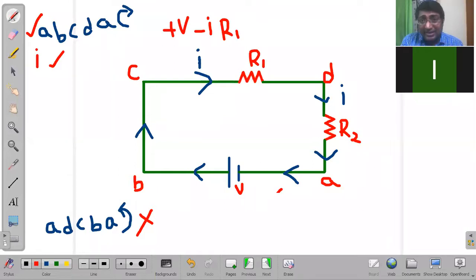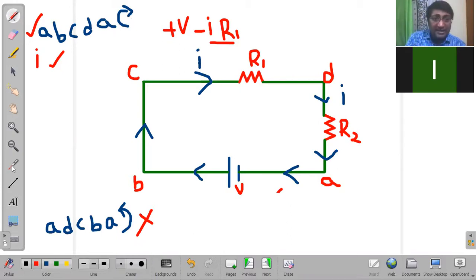I hope it's clear, guys. This is the most important thing. When your direction and current direction are the same, please take it as minus IR1. I need to use the entire formula. For potential difference, the formula is I into R. So the energy at the resistor 1 is minus IR1.